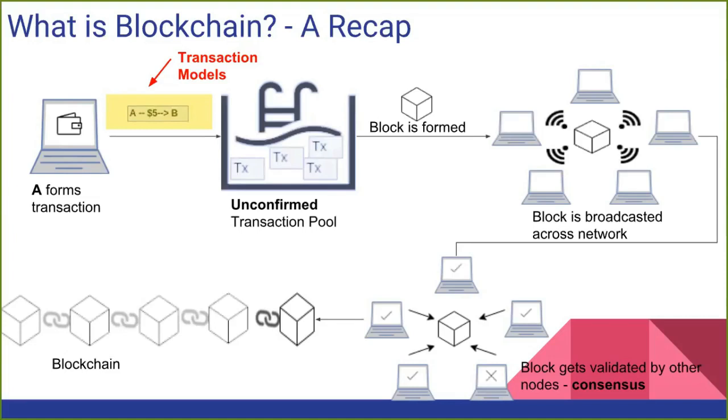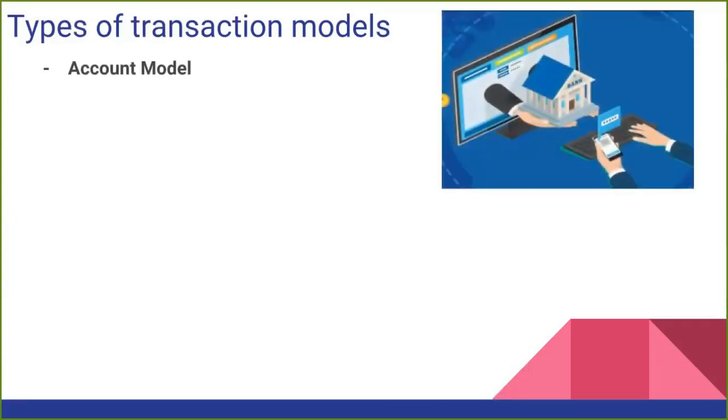That could be the first step. Let's see how many types of transaction models there are. One is called the account-based model, and the analogy to the account-based model is simply the bank account that we have. You will have an account ID and a balance associated with it. Ethereum and Stellar are blockchains that use this account-based model.